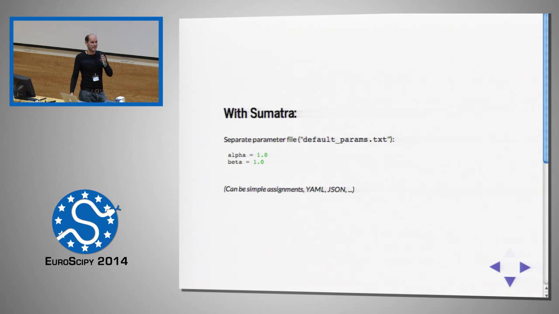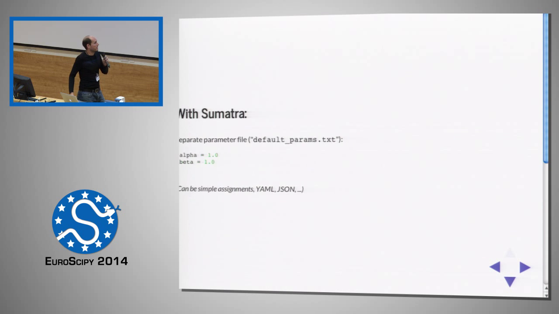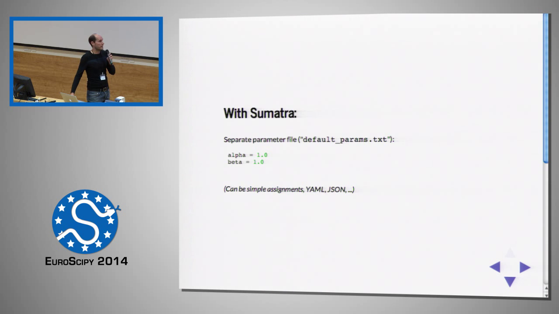And most people use sophisticated naming schemes, but it just gets really awkward and complicated. So what you do with Sumatra is basically you separate out the parameters into a separate file, just like here. This can actually be more complicated. It can be YAML or JSON format, but it can be as simple as this.